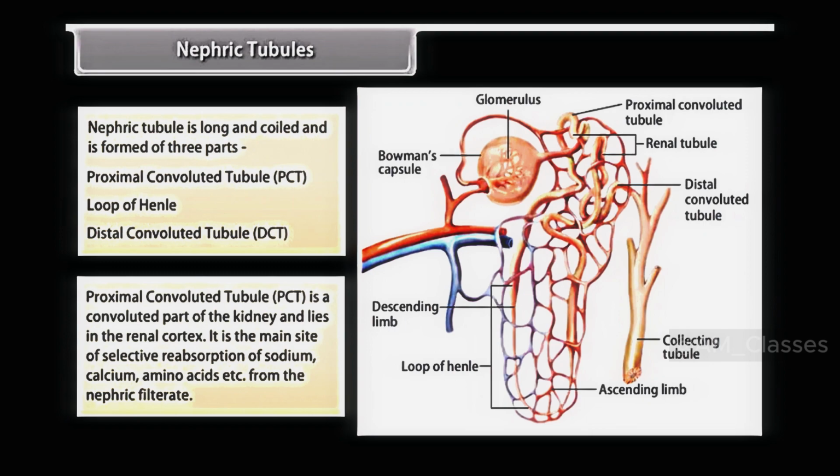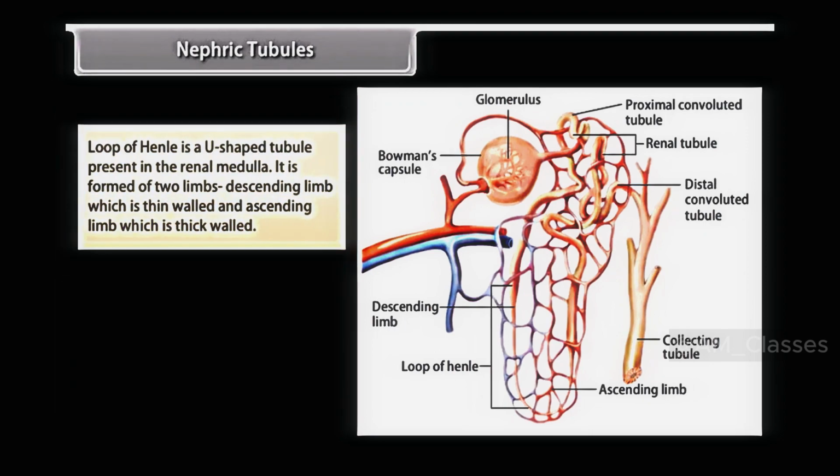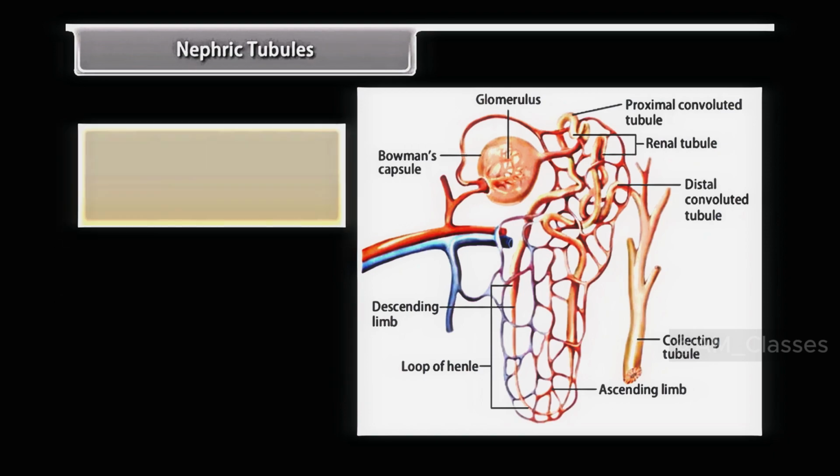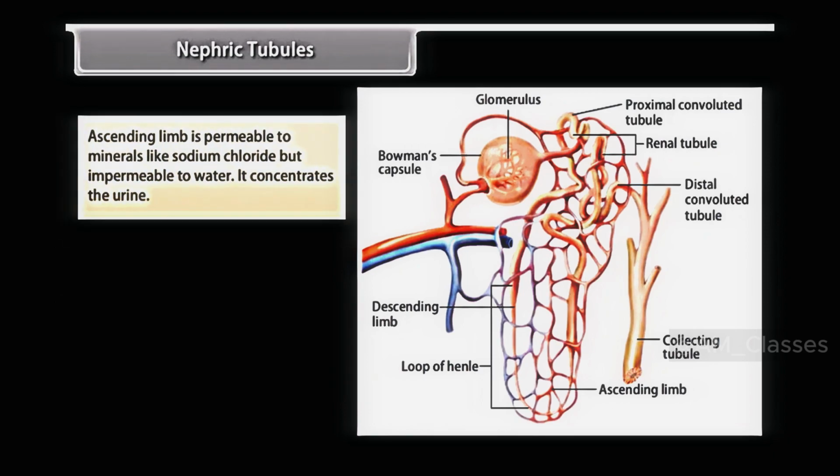from the nephric filtrate. Loop of Henle is a U-shaped tubule present in the renal medulla. It is formed of two limbs: descending limb, which is thin-walled, and ascending limb, which is thick-walled. Descending limb is permeable to water but impermeable to minerals like sodium chloride. Ascending limb is permeable to minerals like sodium chloride but impermeable to water. It concentrates the urine.